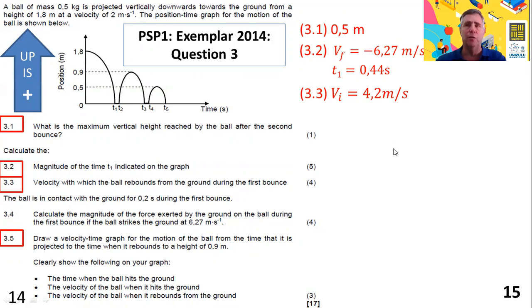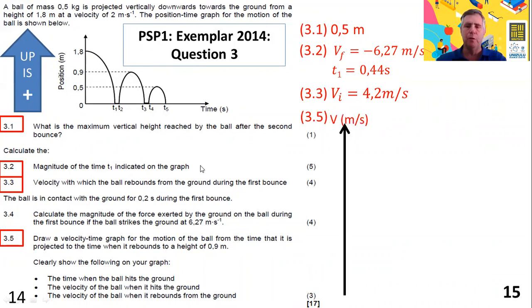If you're not sure how this is done, look at video 6.3 on projectile motion equations. I want to get to 3.5, which says draw a velocity-time graph for the motion of the ball from the time it's projected, from t equals 0, to the time when it rebounds to a height of 0.9 meters. So you can see basically the first down and the first up part of the position-time graph.